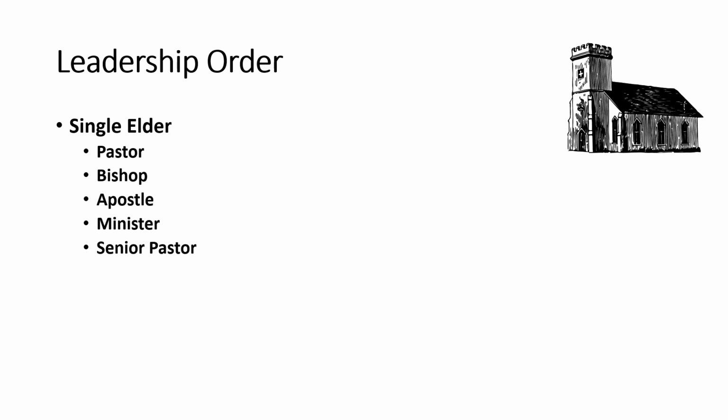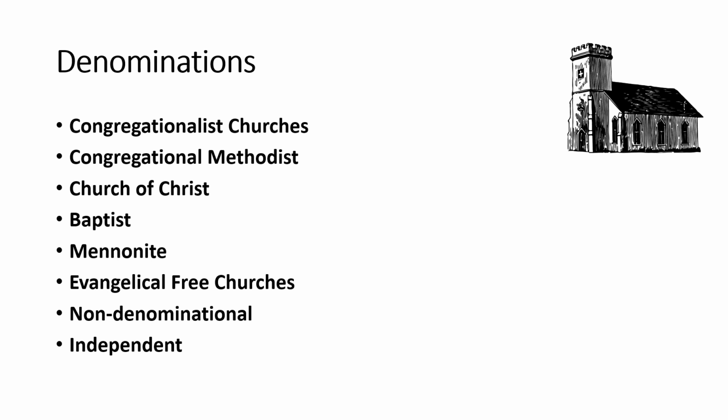While a single elder may have the highest title, many congregational churches may actually be controlled by one or more boards or groups within the church. More on this later. The word denomination refers to the subcategories within the Christian church at large. Congregational governed church denominations include the organization known as Congregationalist churches, Congregational Methodist, the Church of Christ, Baptist, of which the Southern Baptist Convention is by far the largest, Mennonite, evangelical free churches, non-denominational churches which affiliate with no denomination, and many independent churches.